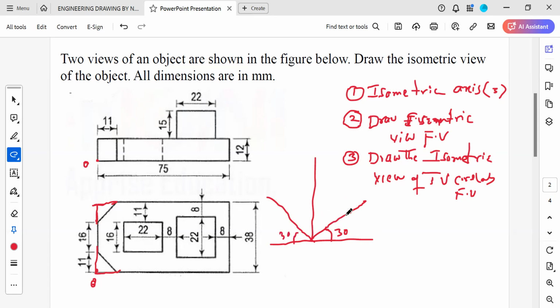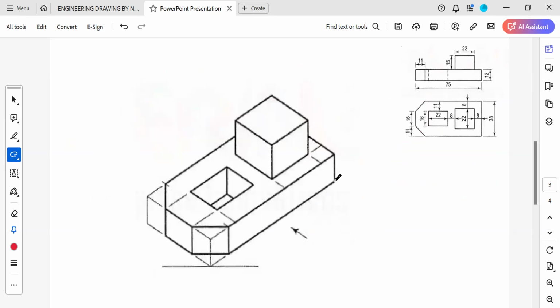So on these axes now we need to find. We need to draw the first. This side now we need to draw the front view, correlating with the top view and the side views. So let us go to the solution now. So this is the solution.